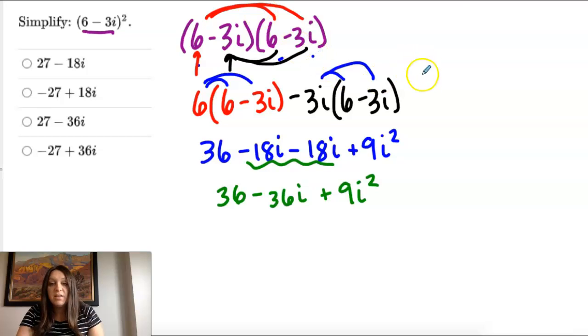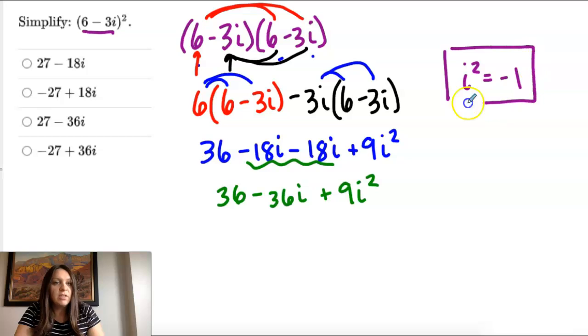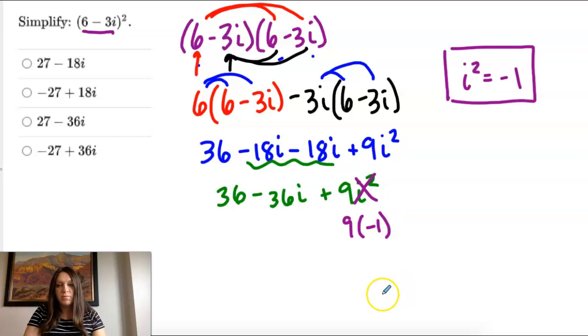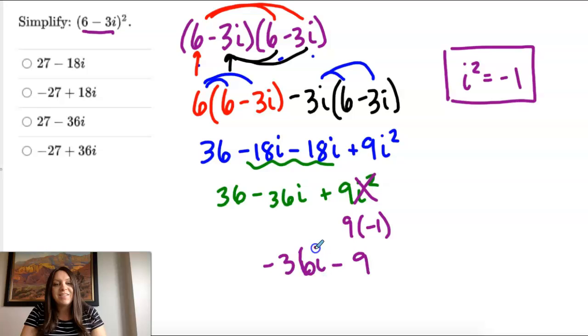There's a big idea in this module, in module 2. You need to remember that i squared equals negative 1. This is a big deal. So I'm going to take this i squared, and this is really 9 times negative 1. So 9 times negative 1 is negative 9, and then I'll bring down everything else that's up here. Oops, that's a 36.